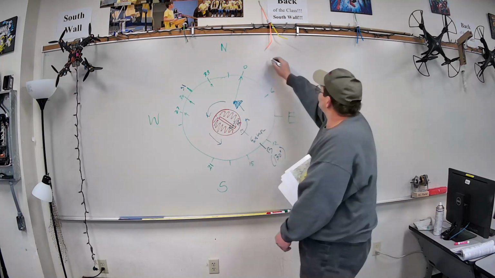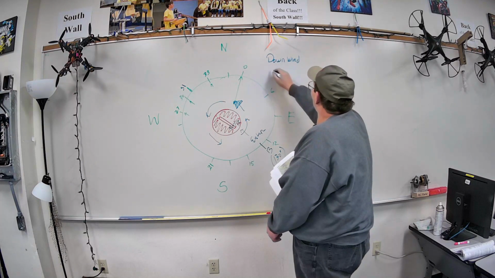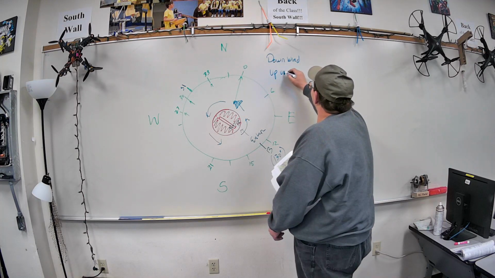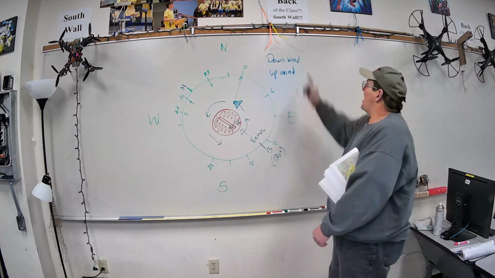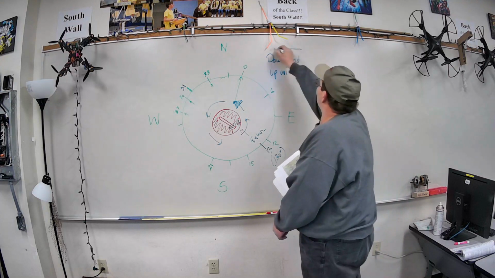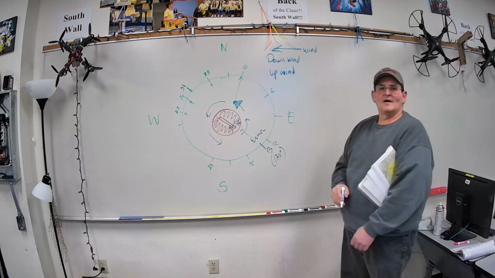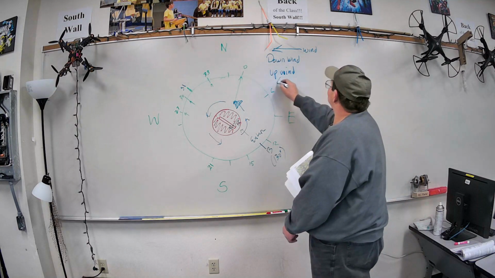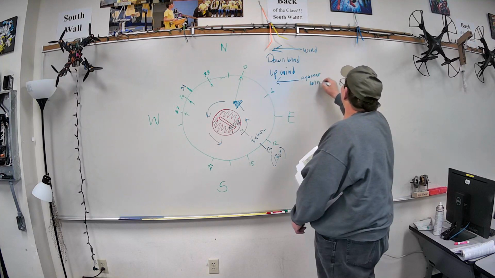Now, when you hear the words downwind or upwind, those have a particular meaning. If the plane is downwind, the plane is going with the wind. If the plane is upwind, he's going against the wind.